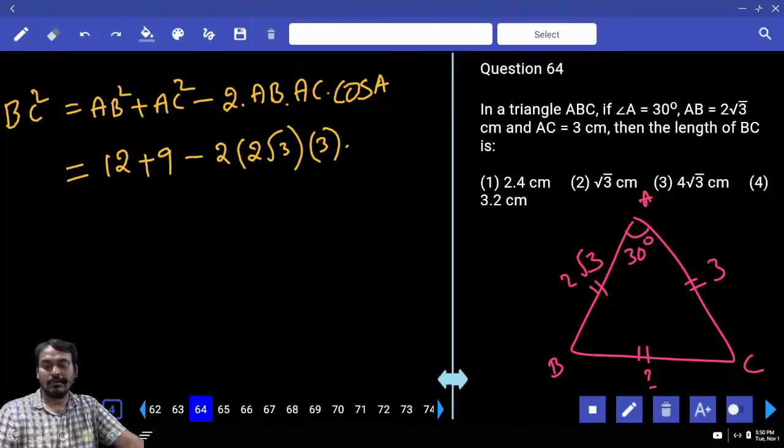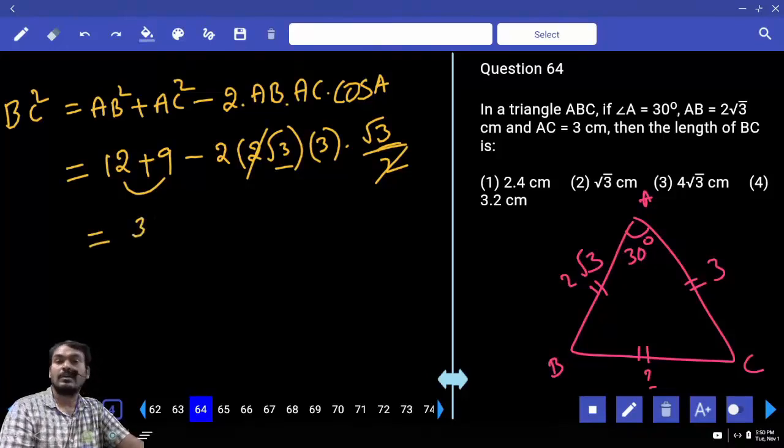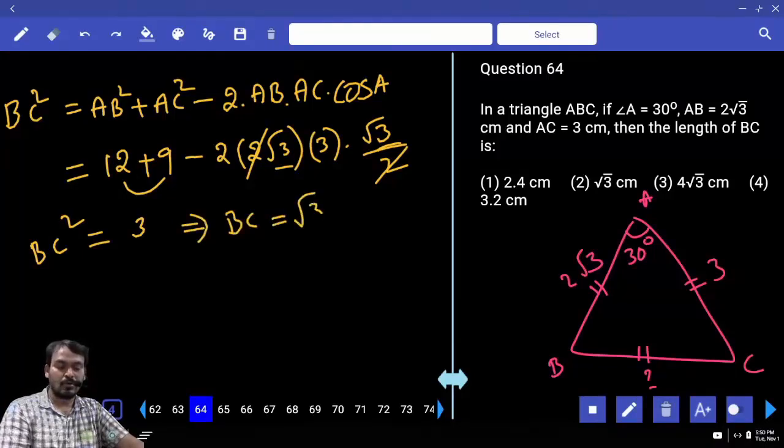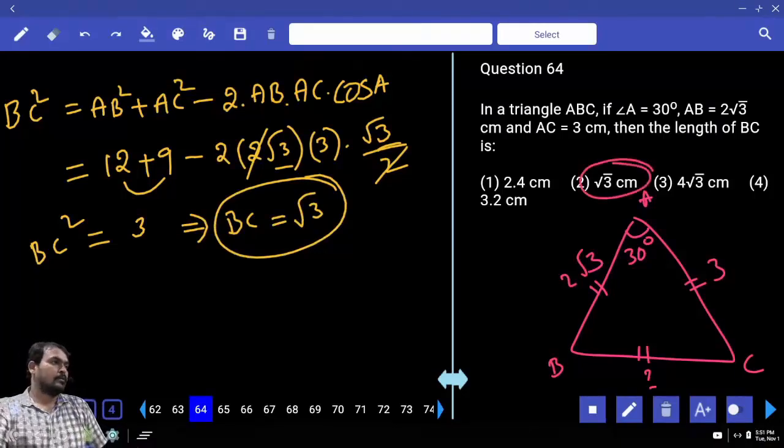What is the cos A value? Cos 30. Cos 30 means root 3 by 2 or not? First of all, 2 gets cancelled or not? Root 3 into root 3, 3. 3 3s are 9. 9 2s are 18. 12 plus 9, 21 minus 18. Then we are getting 3 or not? That is equal to BC square. We required which one? BC value. What is the answer? Root 3 or not? Cosine rule.